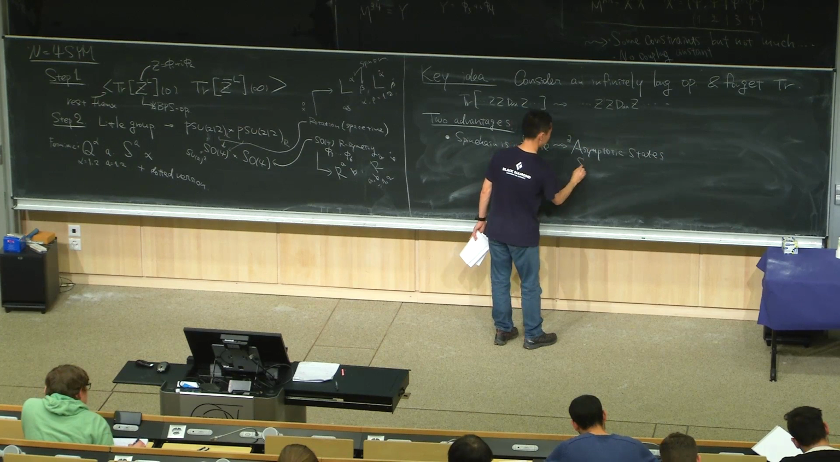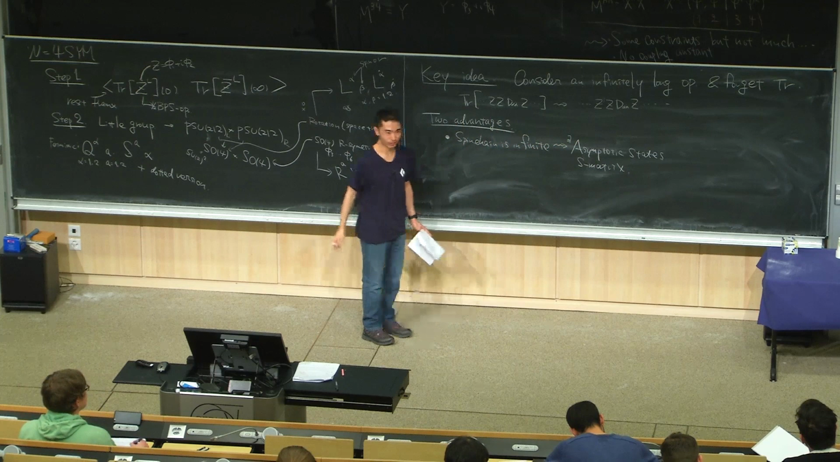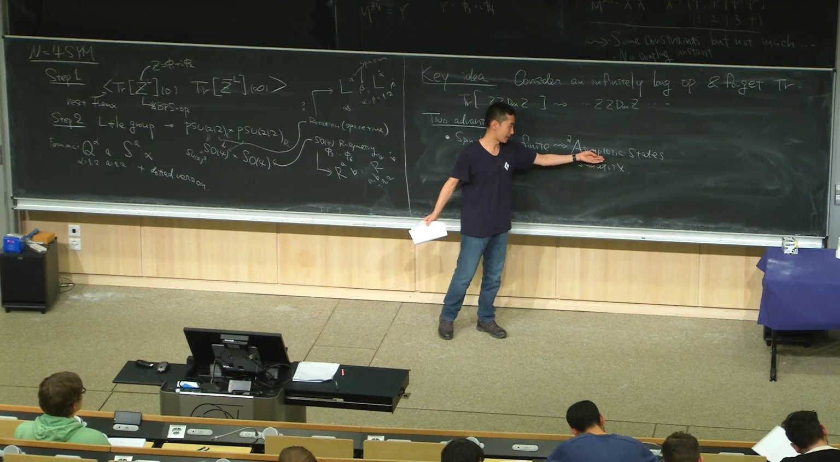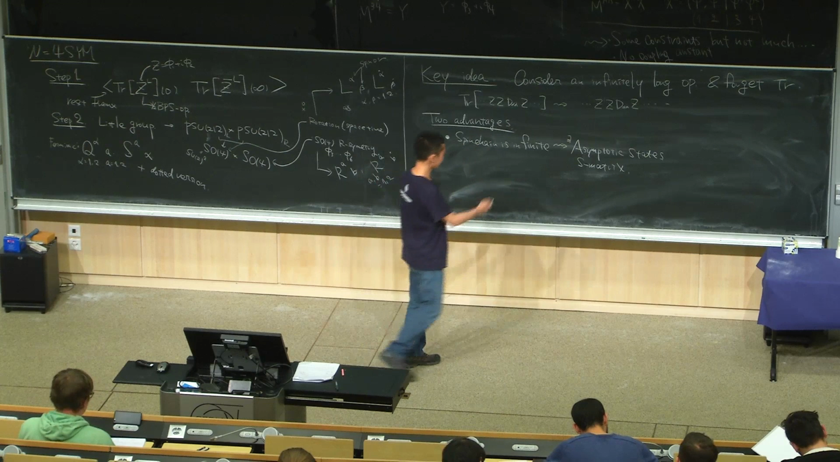Remember, the S matrix is not well-defined if you are working in a compactified space, and you really need to go to infinitely large space in order to define the S matrix, because the S matrix requires the existence of asymptotic states. So now you can describe everything in terms of the S matrix.